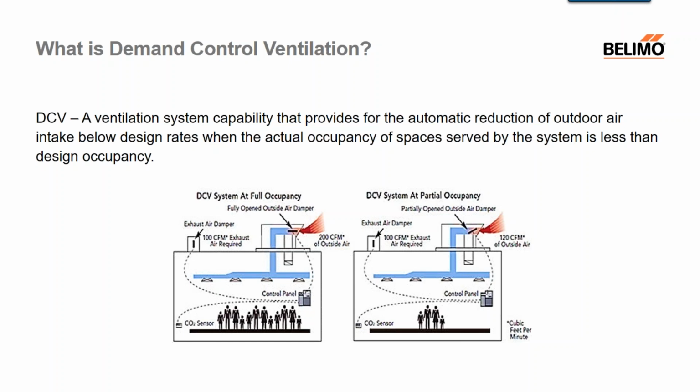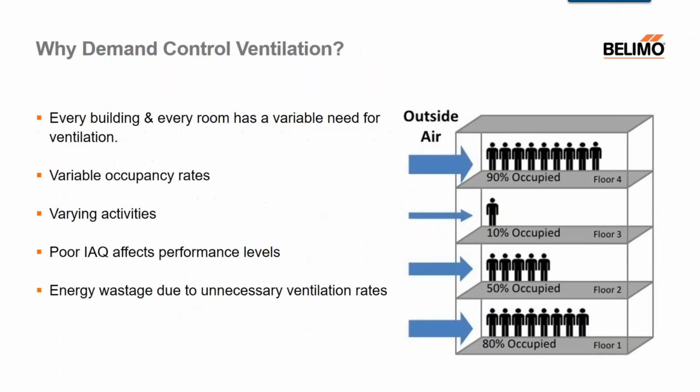What is demand control ventilation? A ventilation system that provides for the automatic reduction of outdoor air intake below design rates when the actual occupancy of spaces served by the system is less than the design occupancy. Every building in every room has a variable need for ventilation based on variable occupancy rates, also varying activities based on the type of buildings and the building usages, and also the time of year.